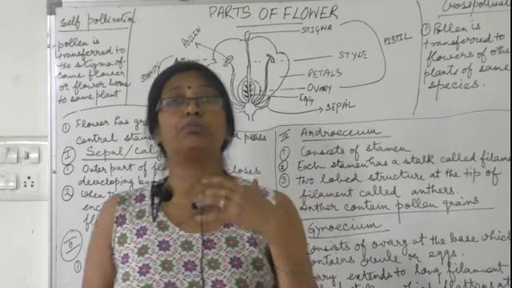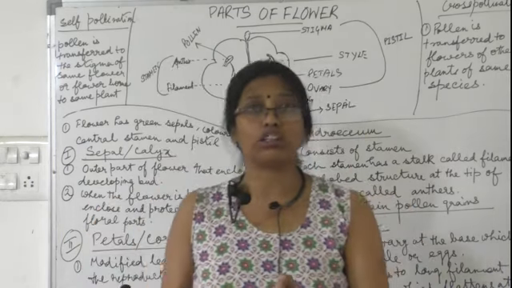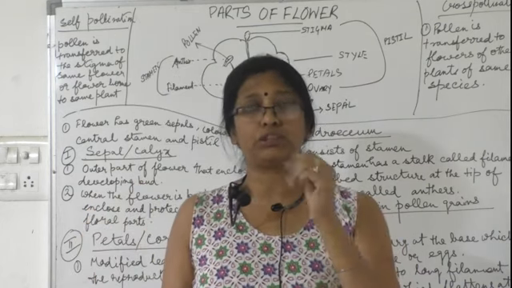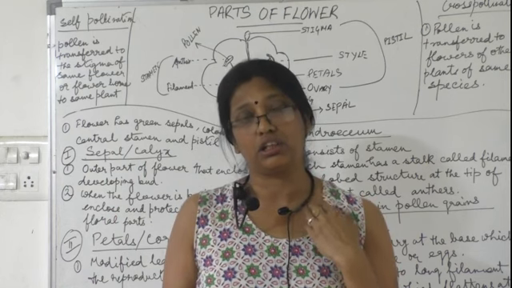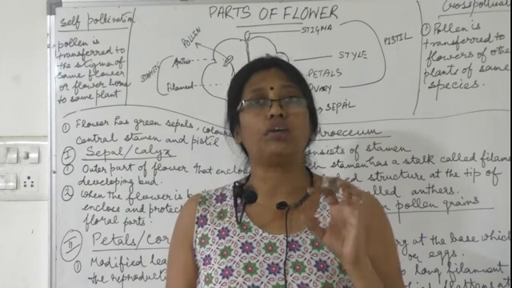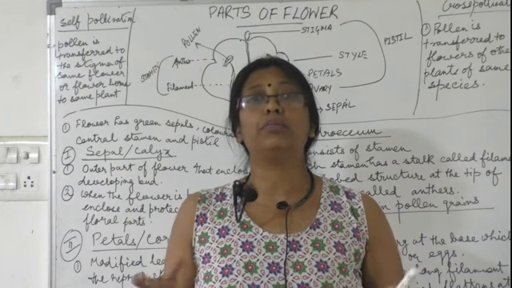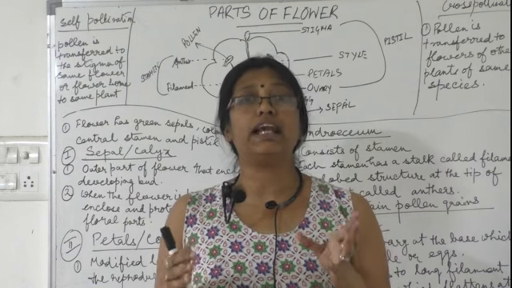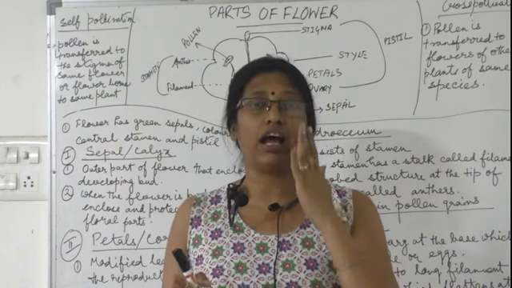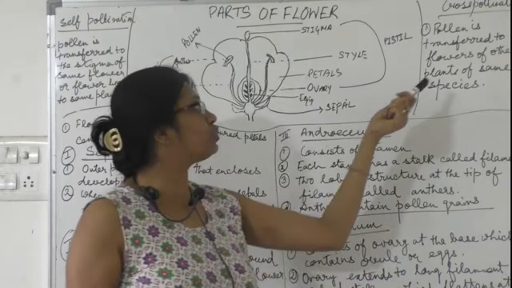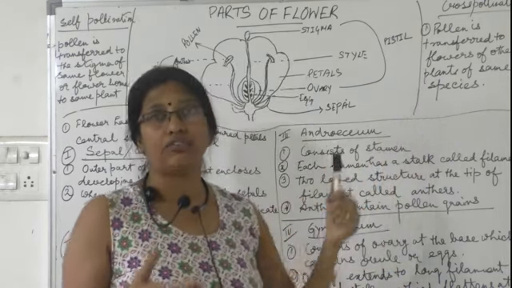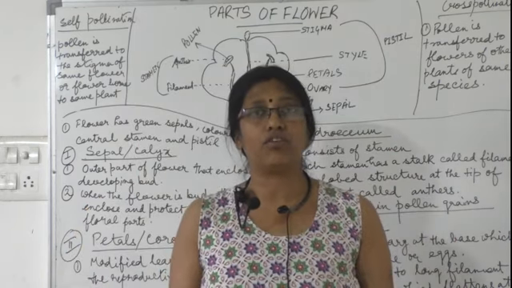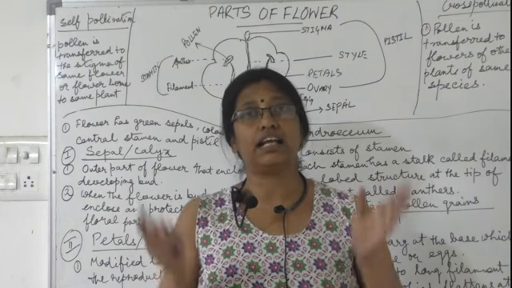Next we have learned about pollination, self and cross-pollination as well. What is self-pollination, what is cross-pollination, because pollination is very important in reproduction. If pollination does not happen, there won't be zygote formation. In that case, reproduction will be disturbed. So pollination is a very important part of the flower. Pollination has two types, self-pollination and cross-pollination. So we have finished the flower, parts of the flower, pollination and types of pollination.